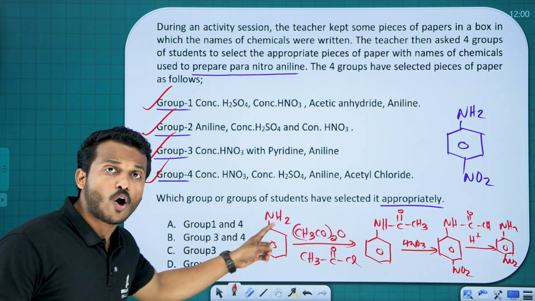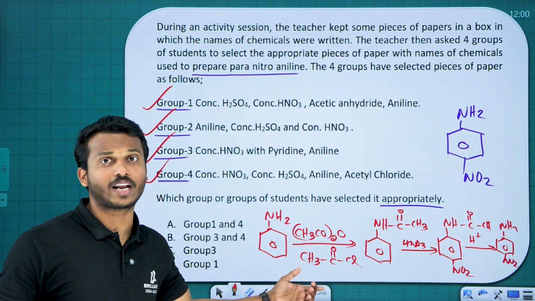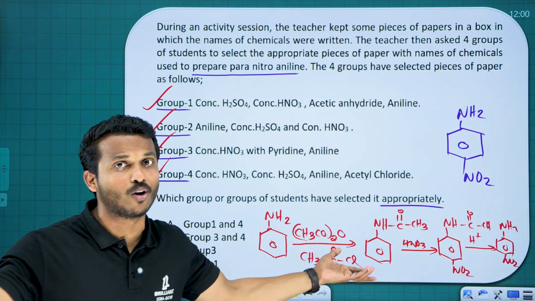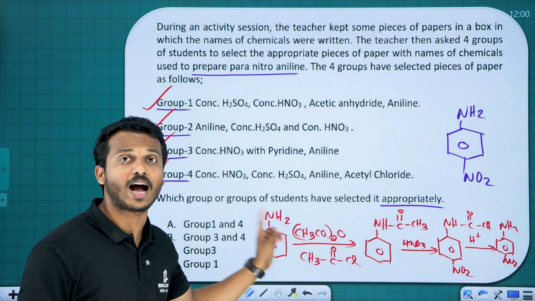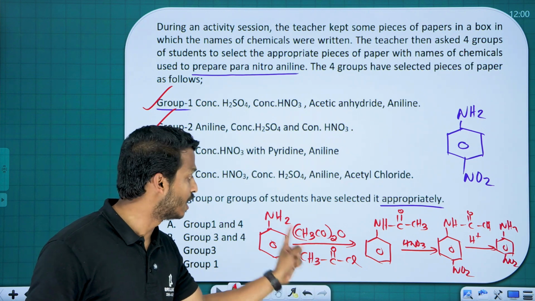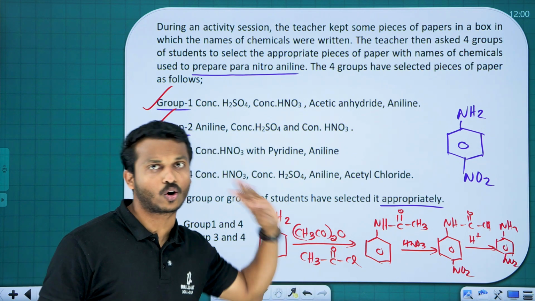Directly on aniline, if you do nitration, what happens? Ortho, meta, para, all kinds of products can form. If you want para, we have to protect the aniline by the acylation process. That's acetic anhydride or acyl chloride can be used.